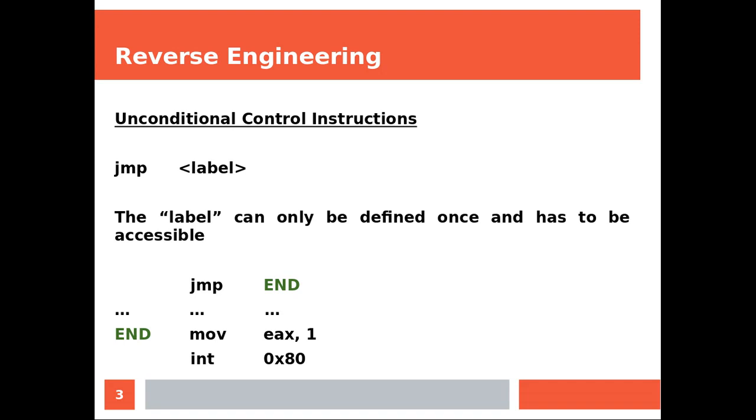So we have the typical layout, instruction, and label. Here, the label can only be defined once and has to be accessible. Now, when your program counter reaches here, where the jump is, it's going to read the label and jump to where the label is. So just imagine here a bunch of other instructions. Those are going to be ignored.